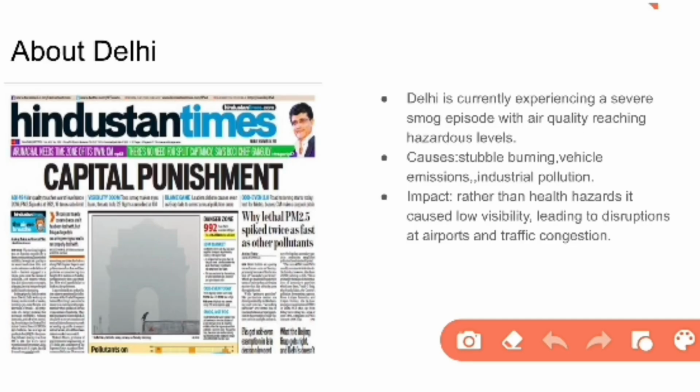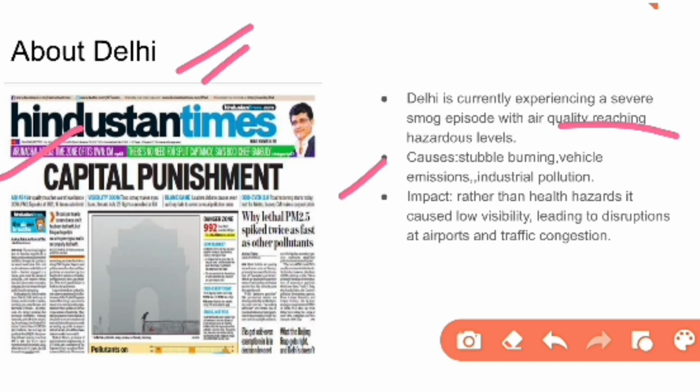Now I would like to discuss a news article about the capital, Delhi. In India, Delhi mostly suffers from the smog problem. For a long time, we have been discussing industrialization. Now, enough industrialization has already happened in Delhi, but the consequences are very alarming. The air quality has already reached a hazardous level in Delhi.